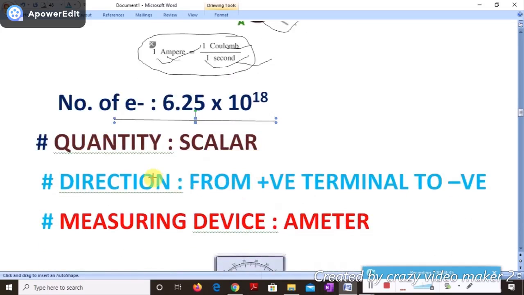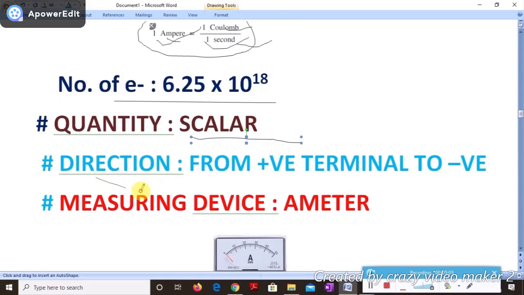Now take the next one. What type of quantity is current? It's a scalar quantity because its measurement does not involve direction. You may have a misleading idea because the wire has length, so you can think about direction, but you can correct your intuition by just bending the wire. Then you will find there is no change in the current. So bending the wire, that is direction, does not affect the current, and that's why current is a scalar quantity.